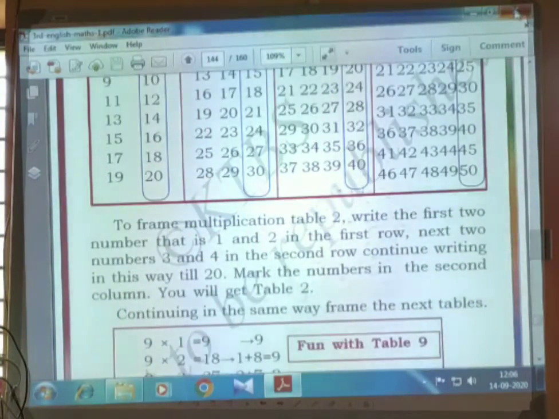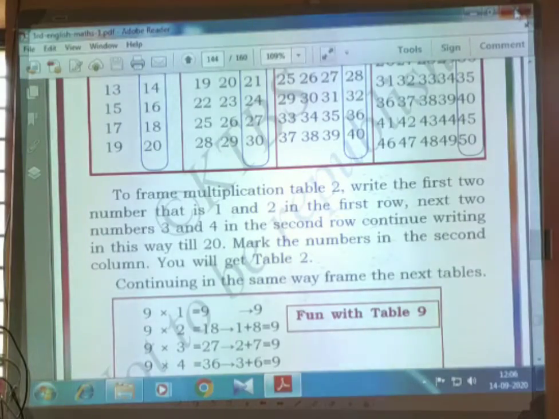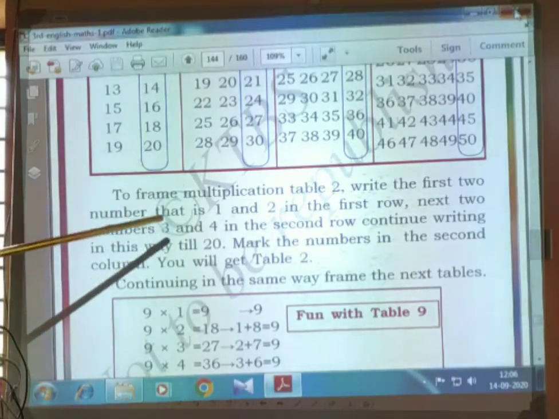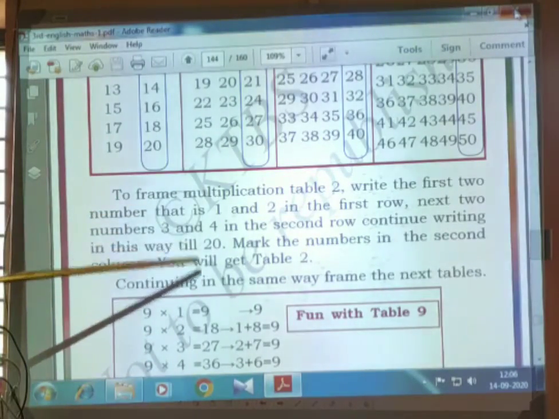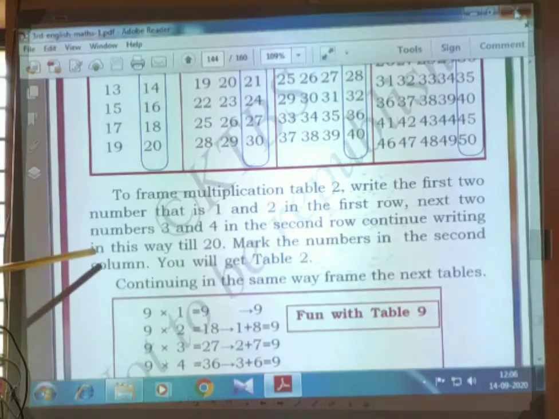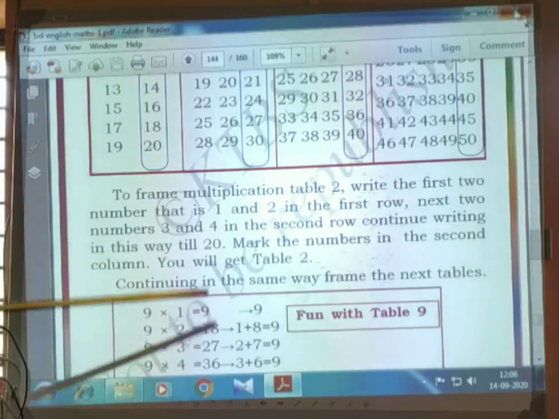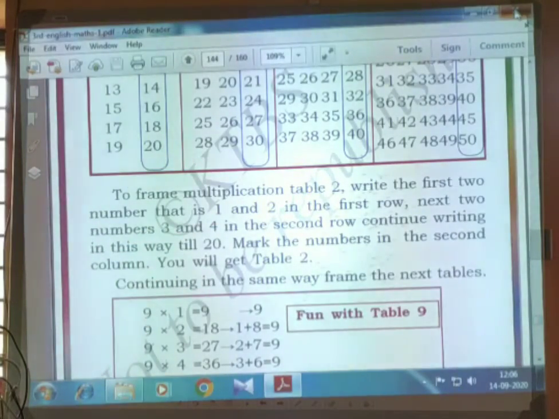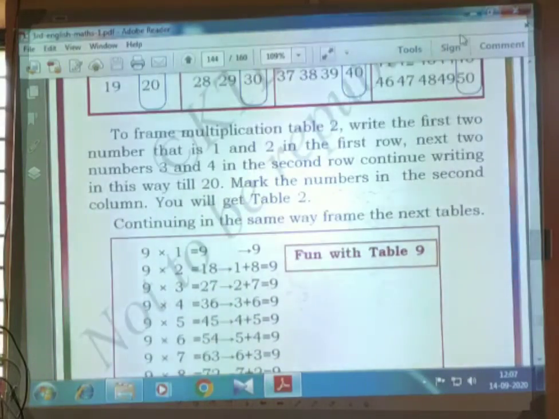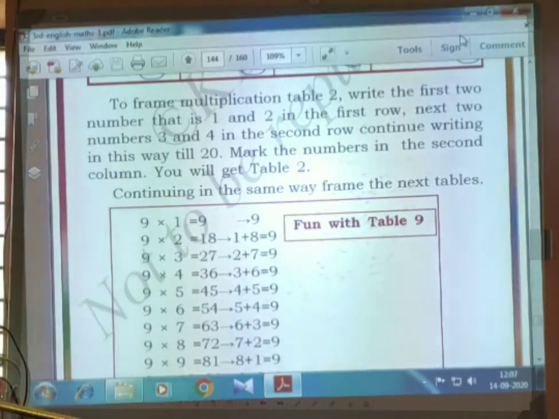Okay. To frame multiplication table 2, write the first two numbers, that is 1 and 2 in the first row. Next two numbers 3 and 4 in the second row. Continue writing in this way till 20. Mark the numbers in the second column. You will get second table. Okay. If you want third table, you have to write 1 2 3 in a column, and last column is the third table till 30. Continuing in the same way, frame the next tables.